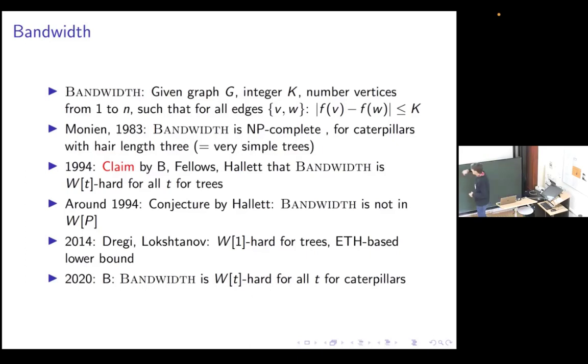But what we know now, there is still one question which was not answered, because in 1994 we thought, okay, it's WT-hard for all integers t, but is it actually WP-hard, or is it a member of WP? We don't want to know hardness, we want to know completeness. For which class it's complete. And then Mike Hallett had an argument already in 1994 that bandwidth is not in this W hierarchy, it's not in WP. And the basic reason is that you can think about it as the certificate size of a solution.